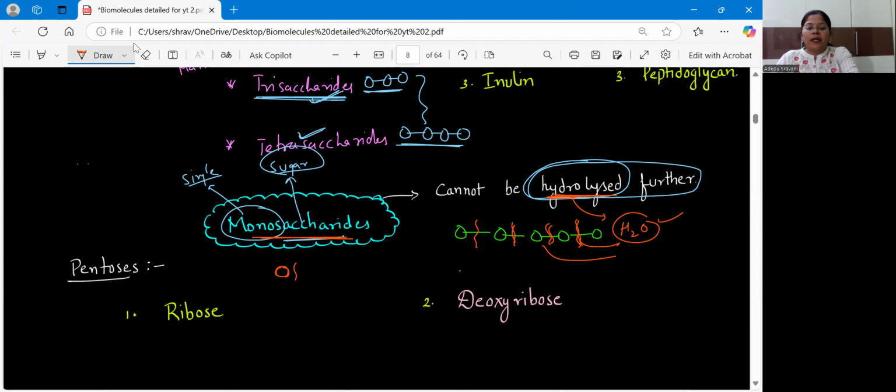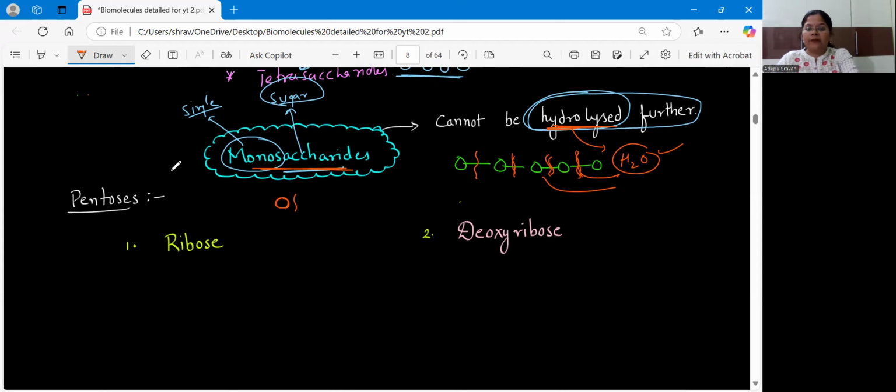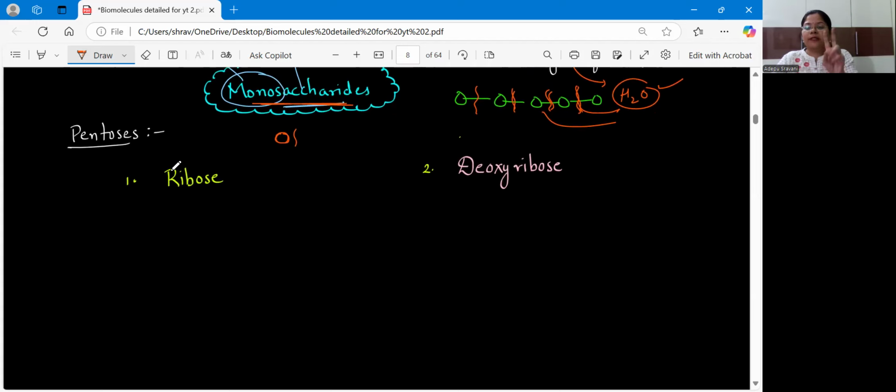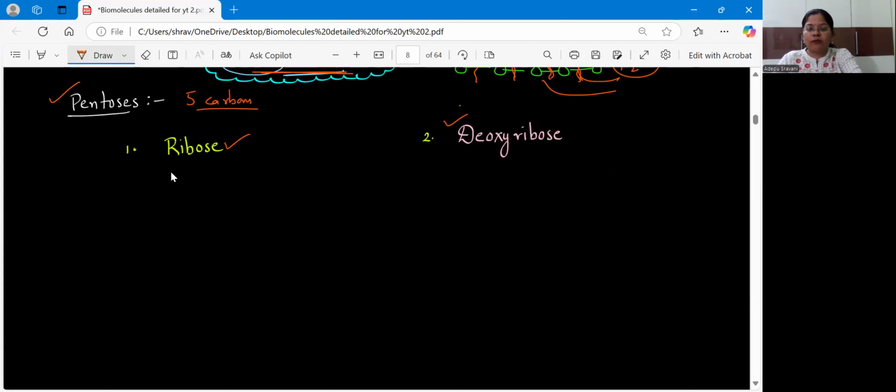Okay. Now, as I have told, in monosaccharides, in your syllabus, we'll be discussing only 2 types. The first one is called pentoses and the second is hexoses. If you talk about pentoses, what is the meaning of penta here? Penta means 5. So here we have 5 carbons. If we have 5 carbons in one sugar unit, we call such a sugar a pentose. Examples are ribose and deoxyribose. The structure is very important, so now we're going to learn the structure of ribose.